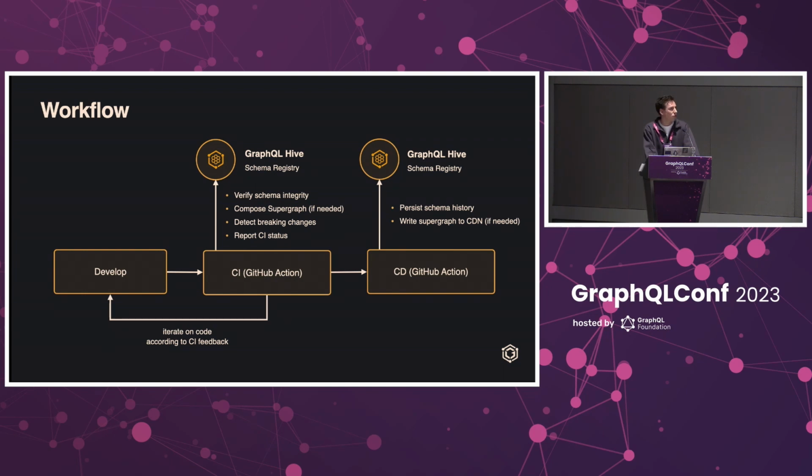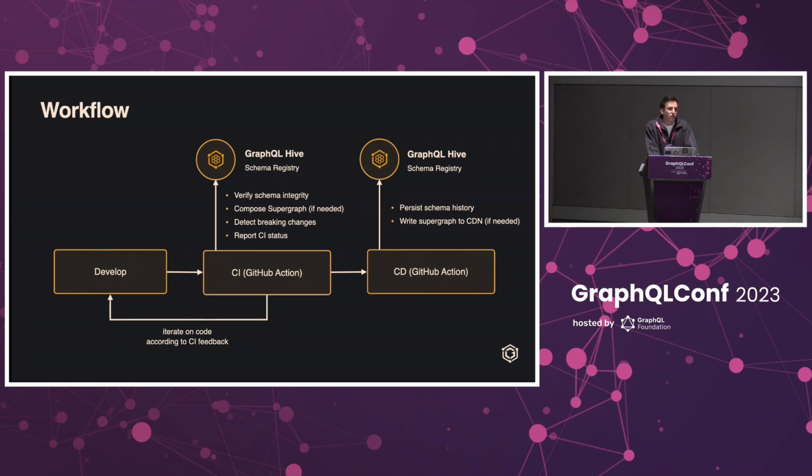And then what we also want to know during development is whether our supergraph is still composable if we use a federated schema. And then also, like with GraphQL Inspector, we want to detect the breaking changes and also report the status back to our Git repository, so that the developers can automatically see what kind of impact their changes on the GraphQL subgraph or schema that they are working on have on the supergraph.